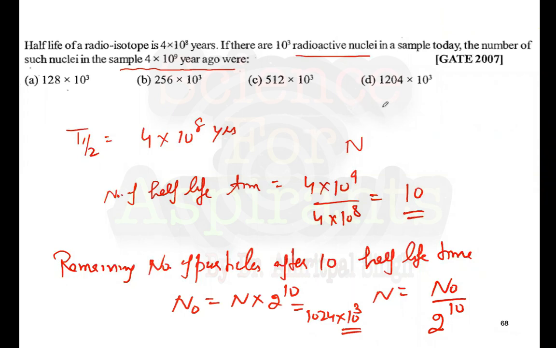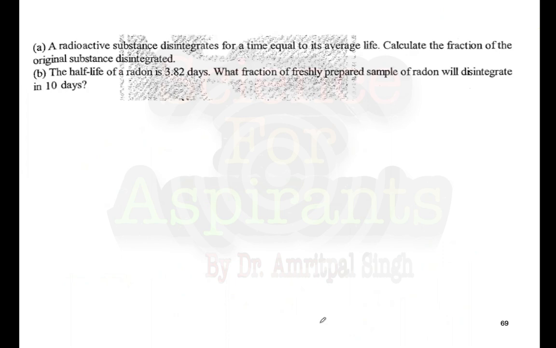So option D is the correct option for this. You can calculate, I think it's 1204. Okay. So this is how you can find out the sample at any time it is given.